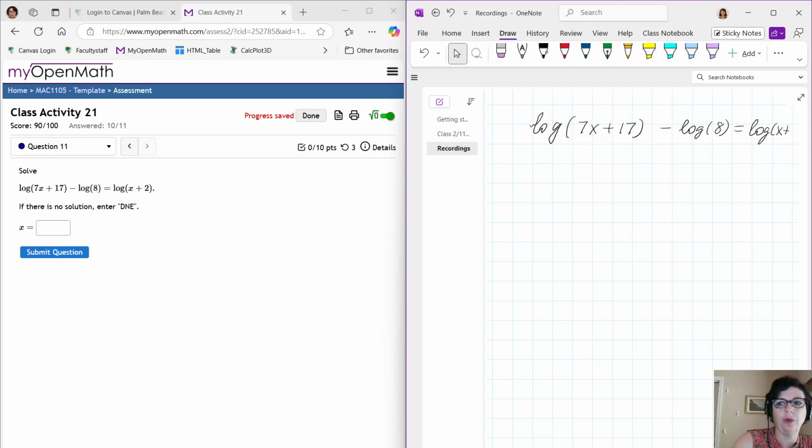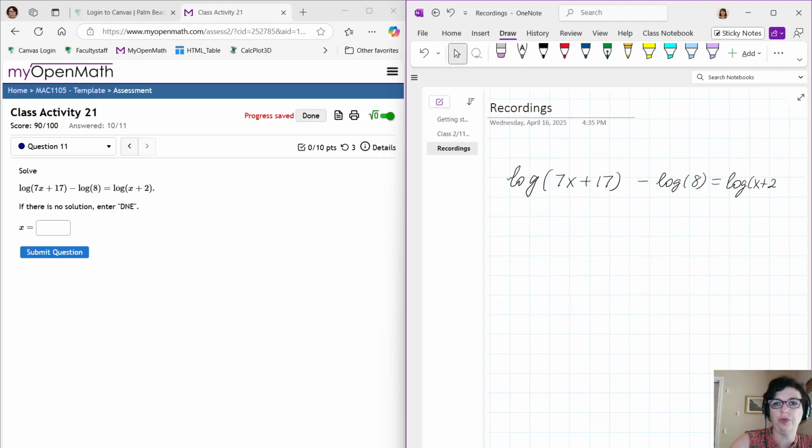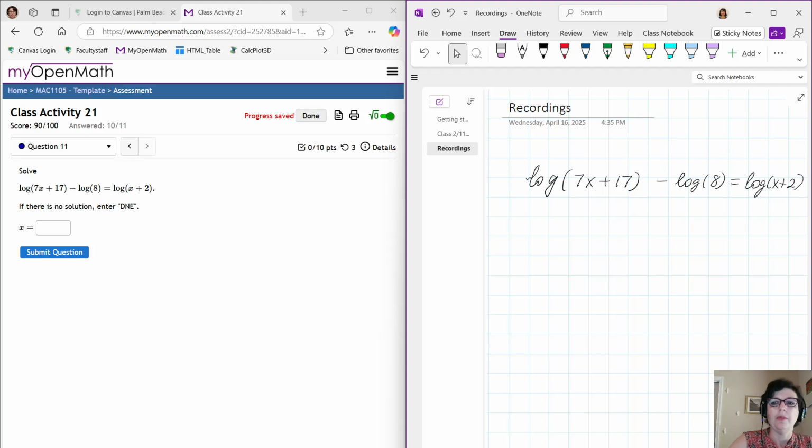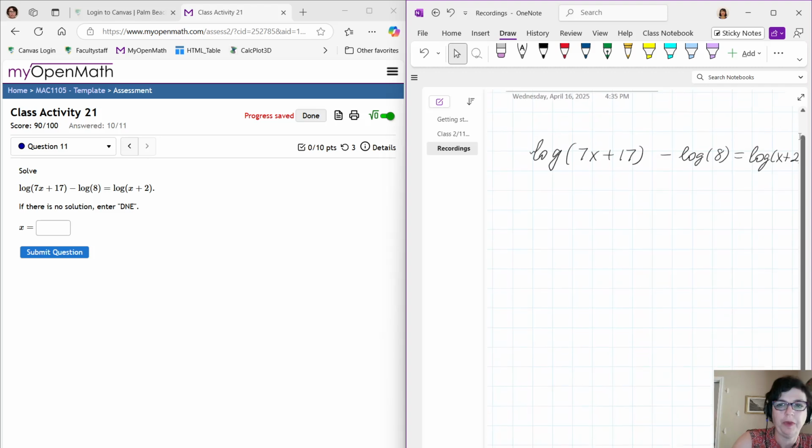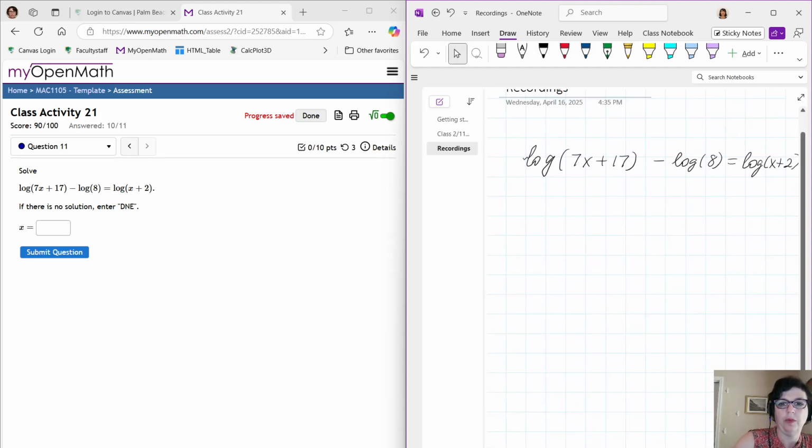All right, so I do have 2 logs on the left-hand side and just 1 on the right-hand side. But I can use the property of logs that says that log of A minus log of B can be condensed into 1 log. Well, what log is that? Well, that would be log of a fraction. So 7x plus 17 will be on the top and 8 will be on the bottom. Okay, and that should be equal to log of x plus 2.